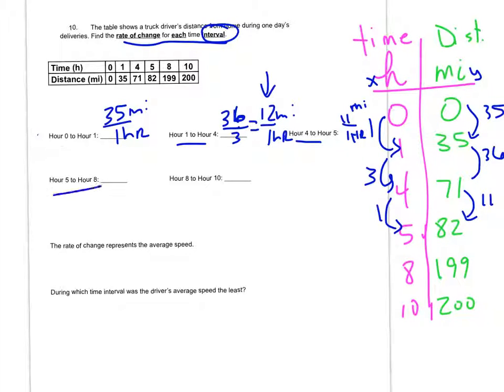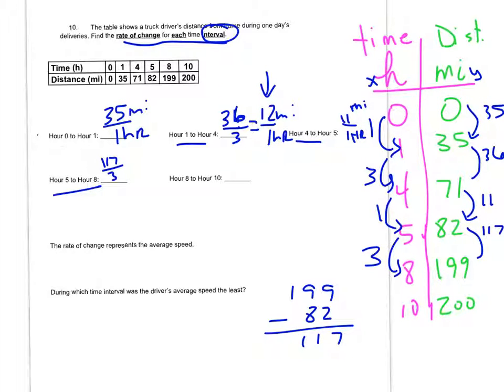Now from 5 to 8, that's a difference of 3 hours. Now to go from 82 to 199, if you don't have a calculator available, then what you might want to do is go back to your old way of subtracting. 9 minus 2 is 7. 19 minus 8 is 11, so 117. So that's going to be 117 to 3. So 117 miles in 3 hours.